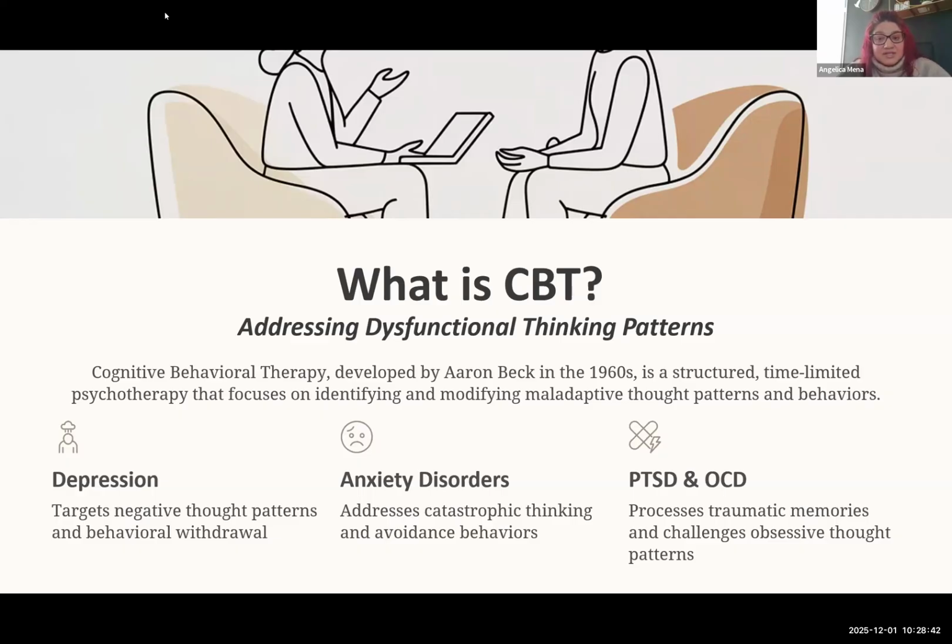One of the strengths of CBT is that Beck did lots of research, as I've mentioned, particularly on depression. And so this model is very evidence-based, which is a very nice strength of the model. It's been proven to be effective in treating depression, anxiety, PTSD, and OCD, just to name a few.